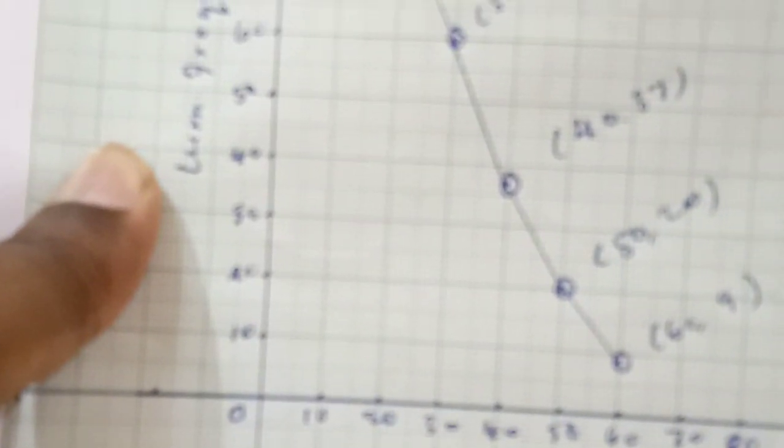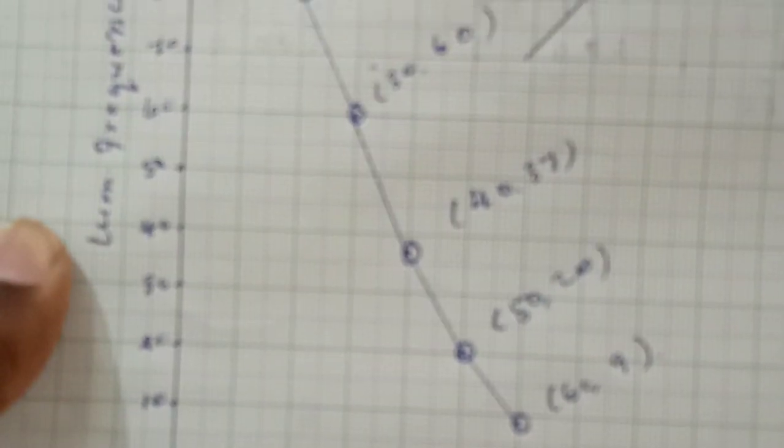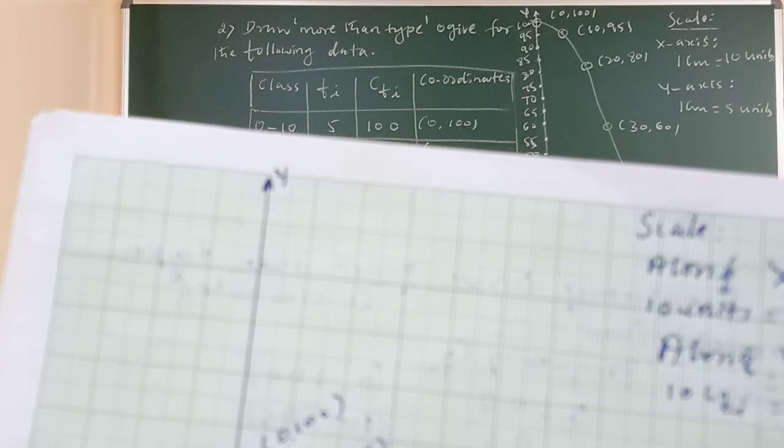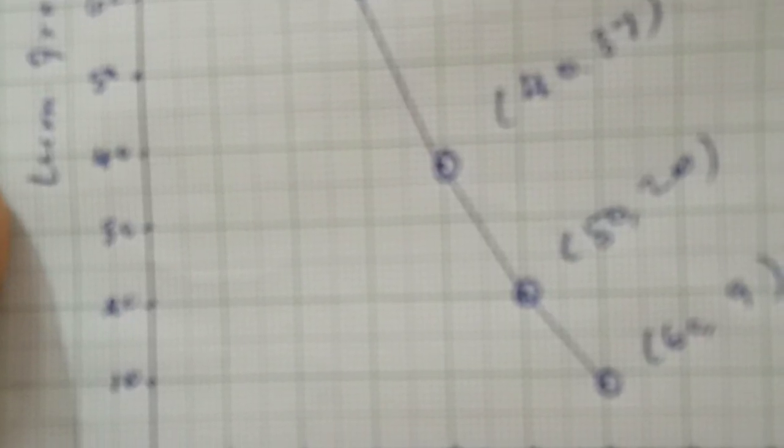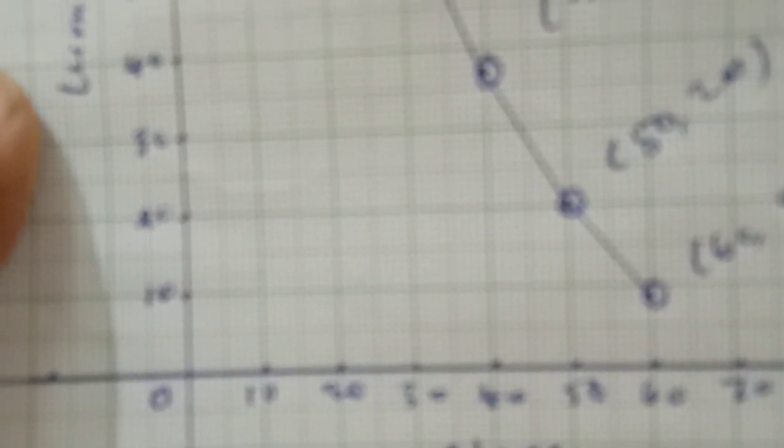Along the y-axis, every 1 centimeter is what? Here, I have taken 5, 10, and so on. In this case, I marked what? 1 centimeter equal to 10. Even it can be like this.